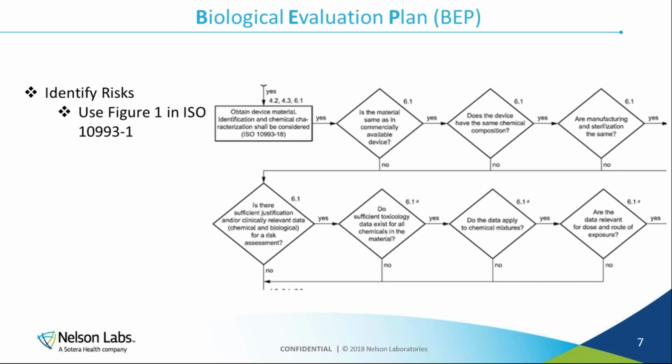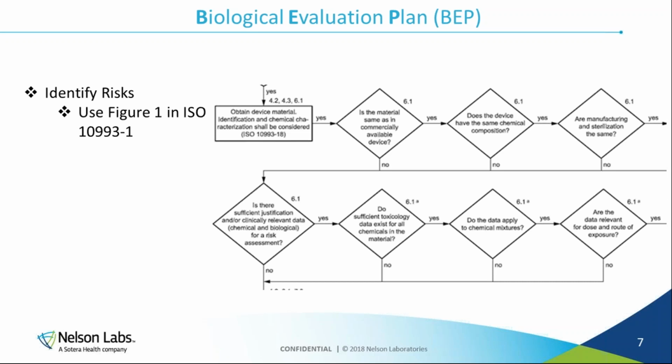ISO 10993 Part 1 has a decision tree in it that helps you to decide where there are gaps in your medical device and the risks and what needs to be done to assess those gaps. So we really start with what do we know about the device, what materials. We really focus on the materials, and then we go to processing, including sterilization.